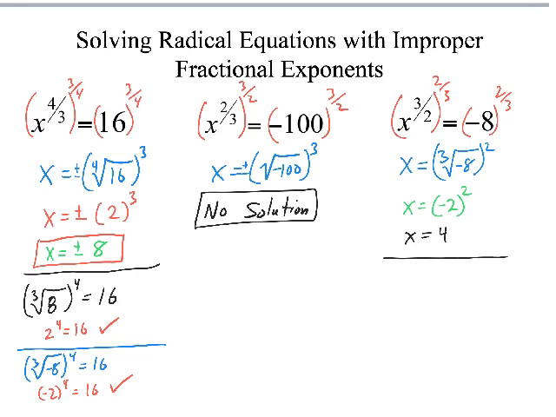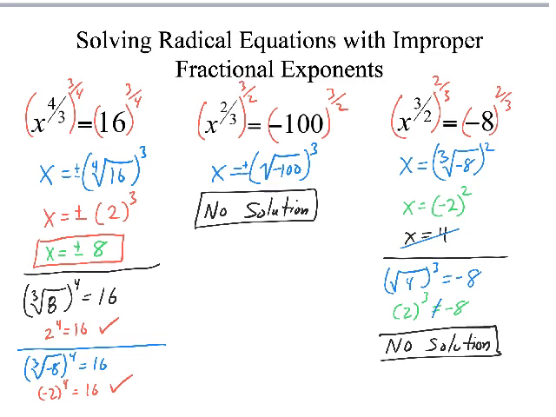But let's check it. All right, so when we check it, I'm going to rewrite this as a radical. To me, it just makes a lot more sense. So if I make that the square root of 4 to the 3rd, let's see if that equals negative 8. The square root of 4 is 2. Is 2 to the 3rd negative 8? No, it is not. So this is not a solution. So my answer is no solution. That would be your answer to this one. Nothing works. 4 is an extraneous solution.